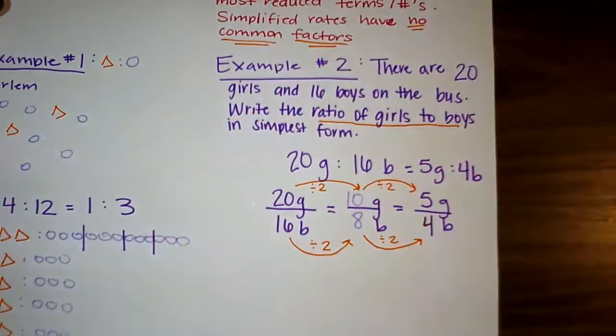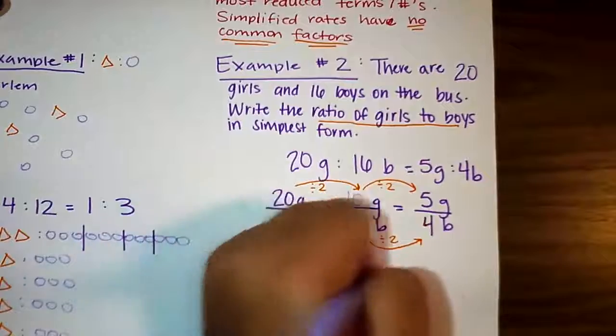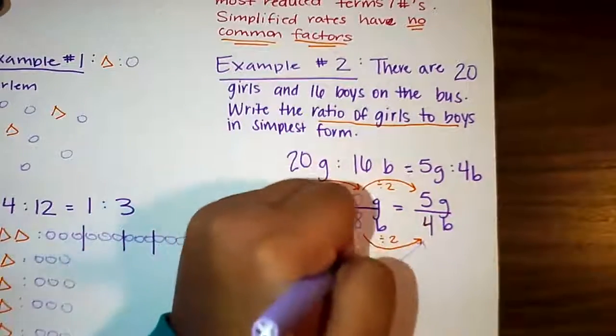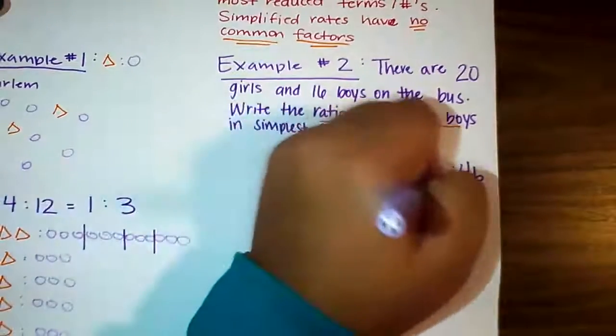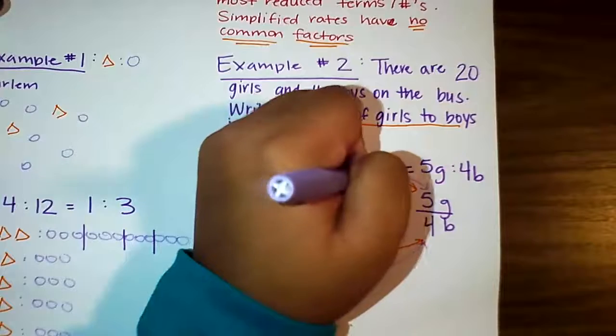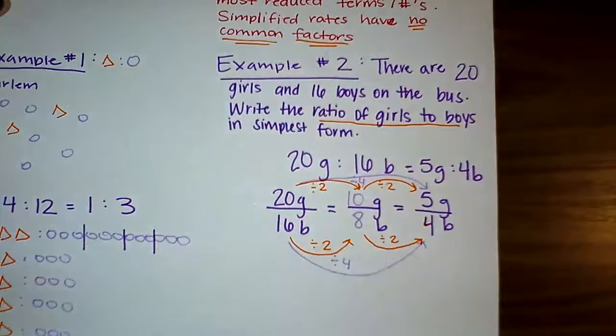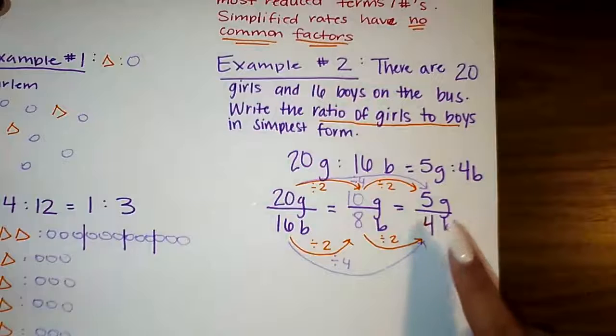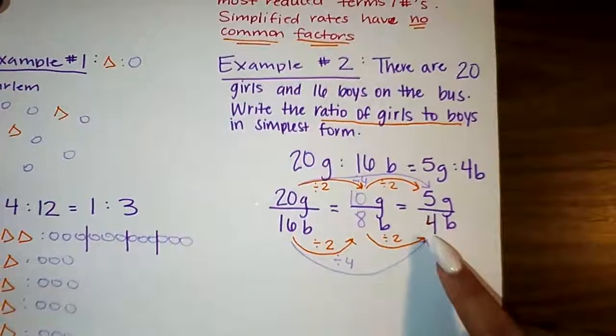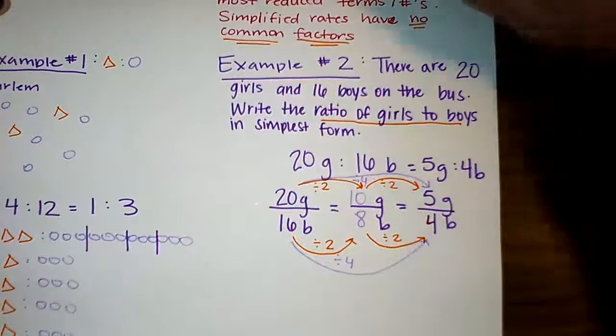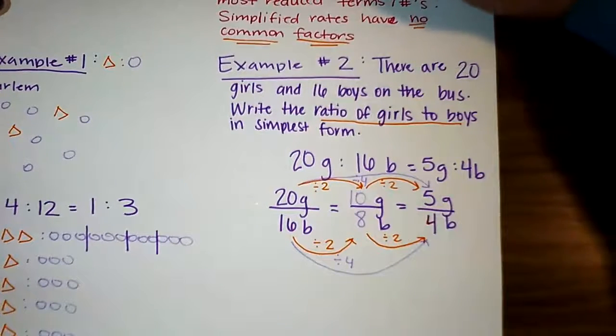We could also have noticed it from the beginning and simply divided by 4 on both sides. But that also comes with skill and practice by using our divisibility rules. Again, our most simplified ratio is 5 girls to 4 boys.